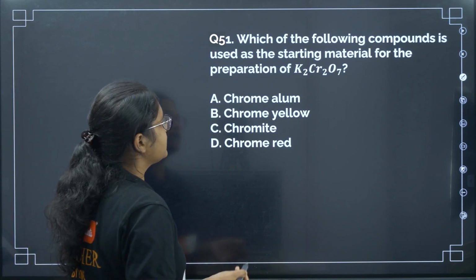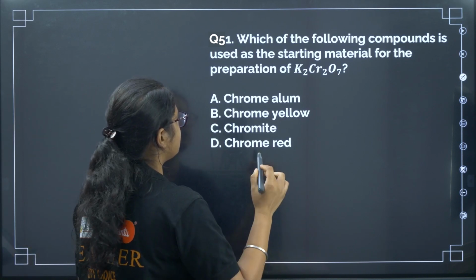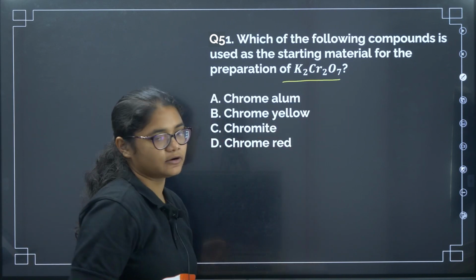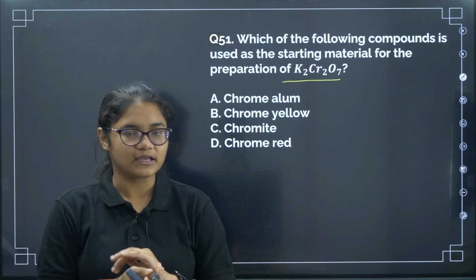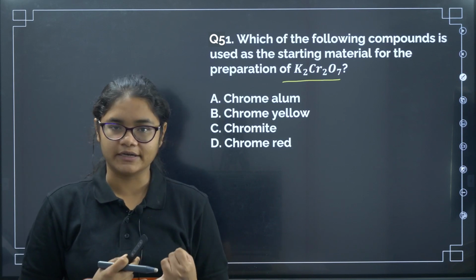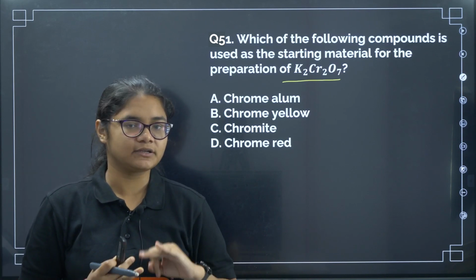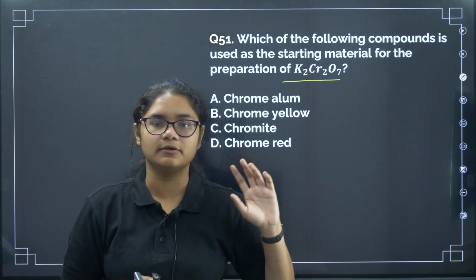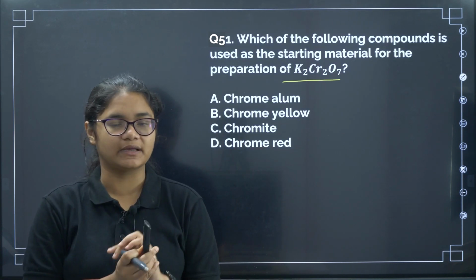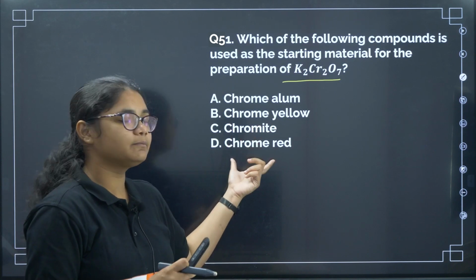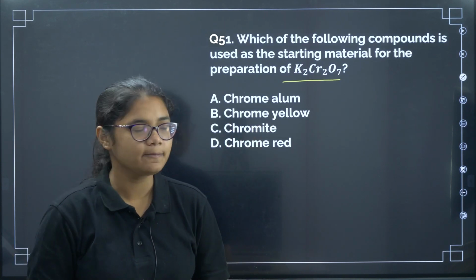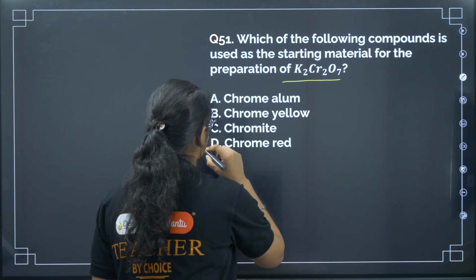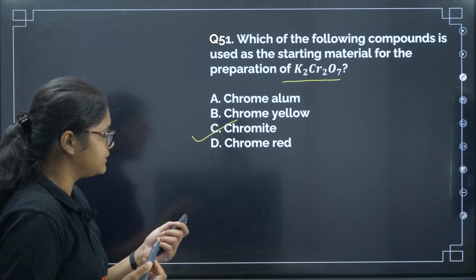Next, which of the following compounds is used as the starting material for the preparation of K2Cr2O7? So for K2Cr2O7, its oxidizing properties, its methods of preparation and its structures are very important, and again the same thing for manganate ion. Both of these are present in your d and f block chapter, so revise it properly. Very simple questions like this are asked from there. Okay, so you know it is started from iron chromite, so the correct answer is option number C.